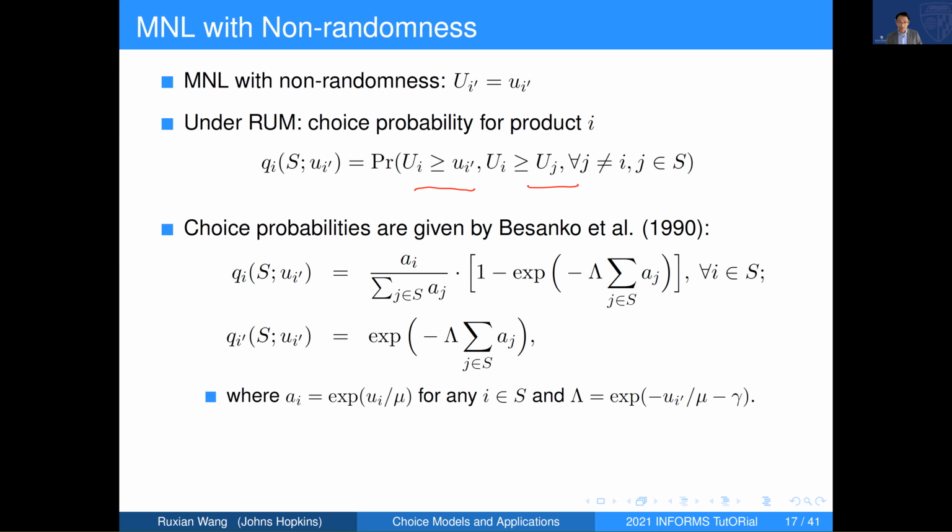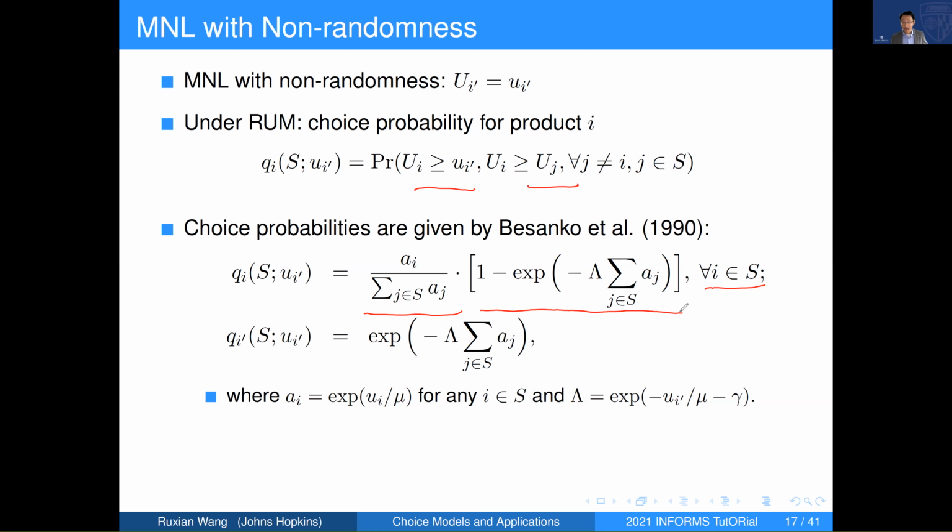Actually, there are closed form expressions for the choice probabilities. You can see for any item i whose utility has two parts, the deterministic utility and also the random utility, we find the choice probability is a little bit more complicated than MNL because it has two parts. The first part looks like the MNL model. The second part is an adjustment.